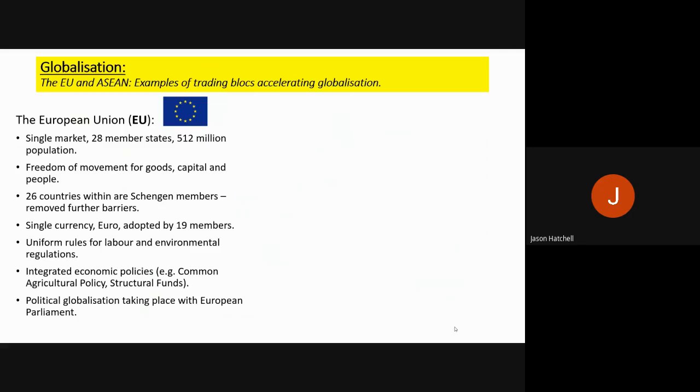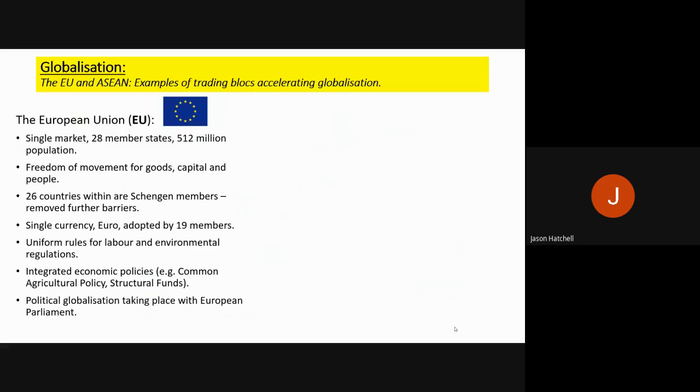We've got a single currency in the EU, which is the euro, and that is adopted by 19 member states. Essentially, the point of the EU is that it uniformly regulates rules for labour and environmental regulations. It applies the same economic policy throughout all of the nations, such as the CAP, the Common Agricultural Policy, and also provides structural funds, loans, and support to nation states within the EU.